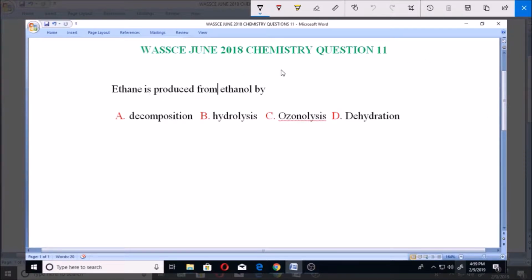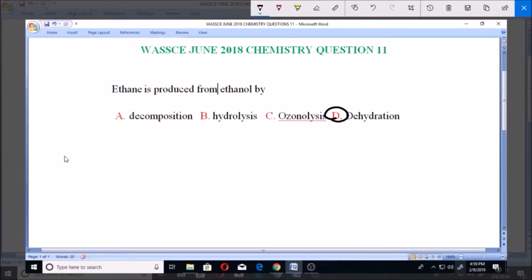Ethane is produced from ethanol by option A, decomposition, B, hydrolysis, C, ozonolysis, D, dehydration. So what is the answer to this very question? How is ethane produced? Is it by decomposition, dehydration, hydrolysis, or ozonolysis? Actually, the answer is D, dehydration.